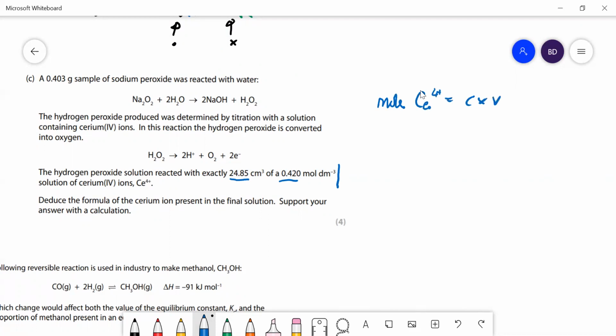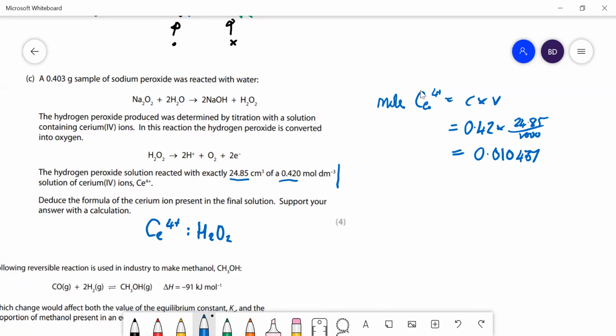Conc times volume, that is equal to 0.42 multiplied by 24.85 over 1,000. That is equal to 0.010437. Now, what we want to try and do is find out what the ratio of the cerium reacting with the hydrogen peroxide is. That's what we need to find out here. Okay, so can we find out the moles of hydrogen peroxide?